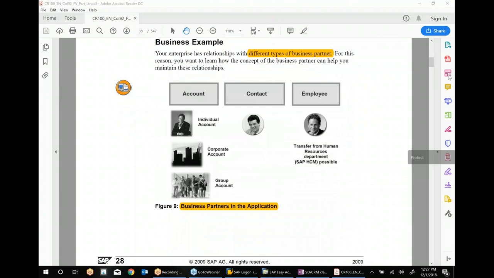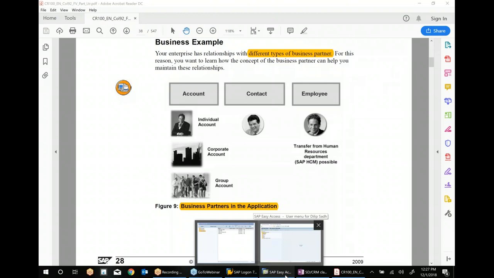Individual account, corporate account, and group account. Voice not able to hear? Can you guys hear my voice? It's coming to you?